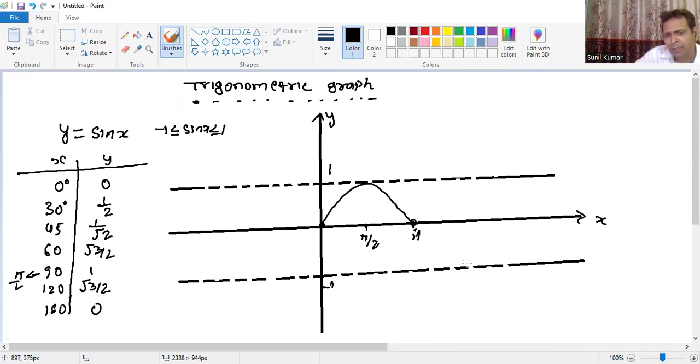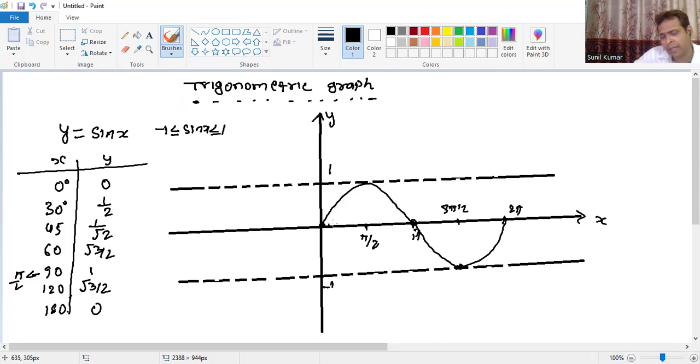Okay, similarly, sine 180 is 0. If you're going into the third quadrant, again you will get 3 pi by 2 here, and at 3 pi by 2 sine becomes negative, because in the third quadrant sine is negative. So again we can do like that, and at 2 pi sine becomes 0. So we are getting the sine graph here.